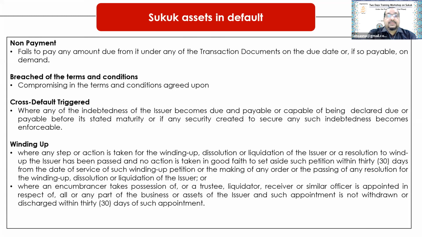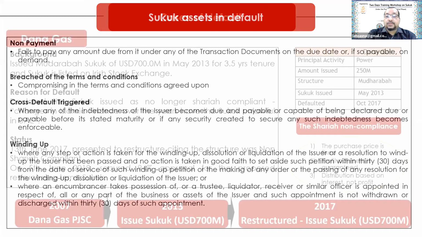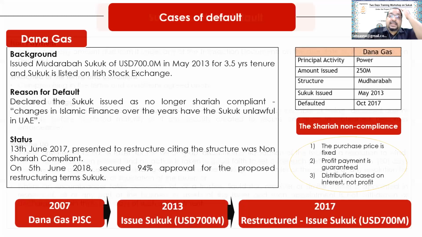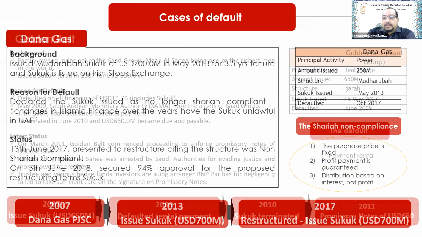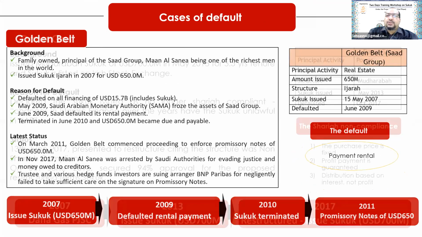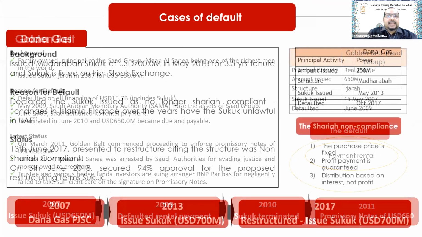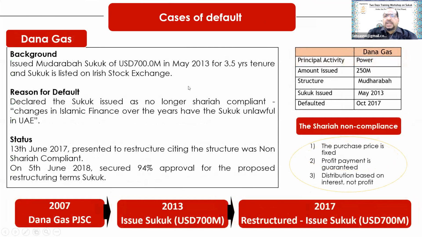I think we are left with 15 minutes. Let me at least take one or two cases. One of the cases is Dana Gas. Dana Gas is one of the issuers that basically defaulted. It is a kind of power company, 250 million. It is a Mudaraba structure. Sukuk issued in May 2013 and defaulted in 2017.